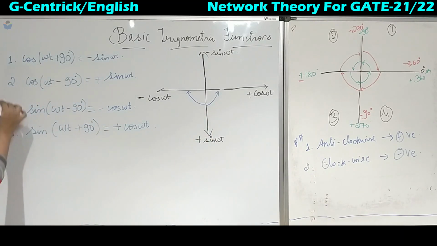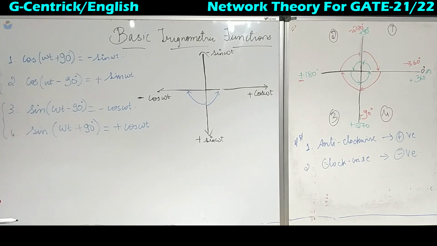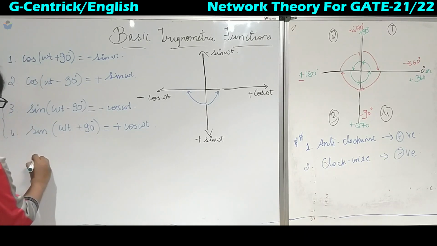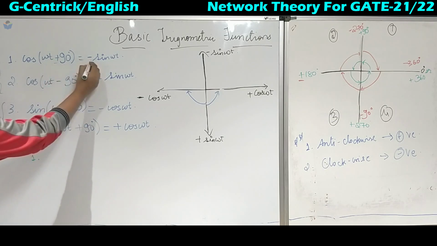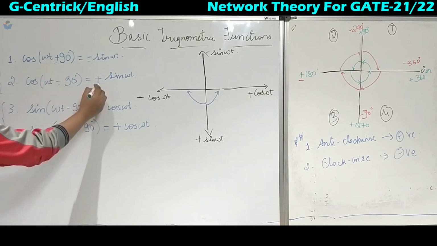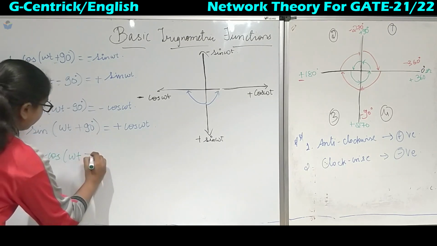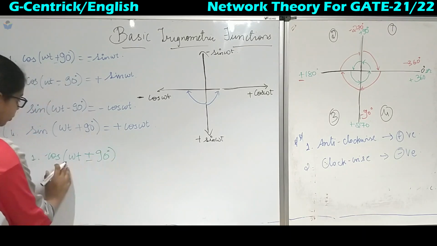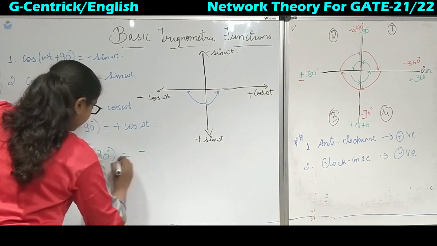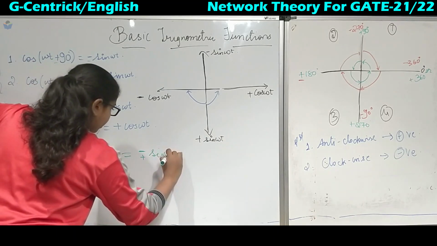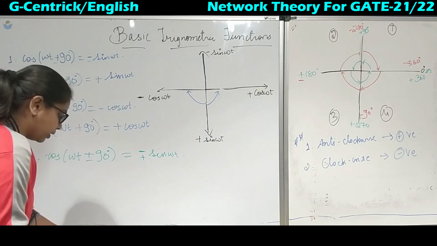Now if I combine the first two and write one formula, and combine the third and fourth and write one formula, what will I get? For the first formula, if this is plus, you are getting minus. If this is minus, you are getting plus. So cos of omega t plus or minus 90 degrees, both together, gives minus sin omega t if it is plus, and plus sin omega t if it is minus. Okay, so this is the first formula.